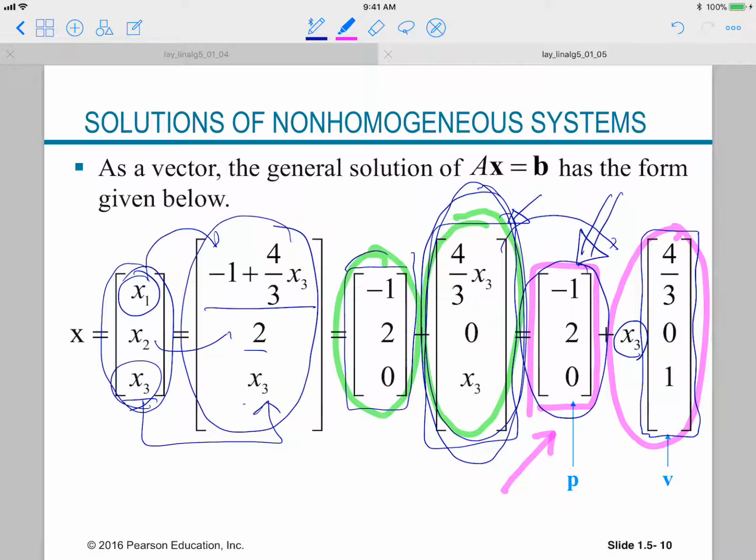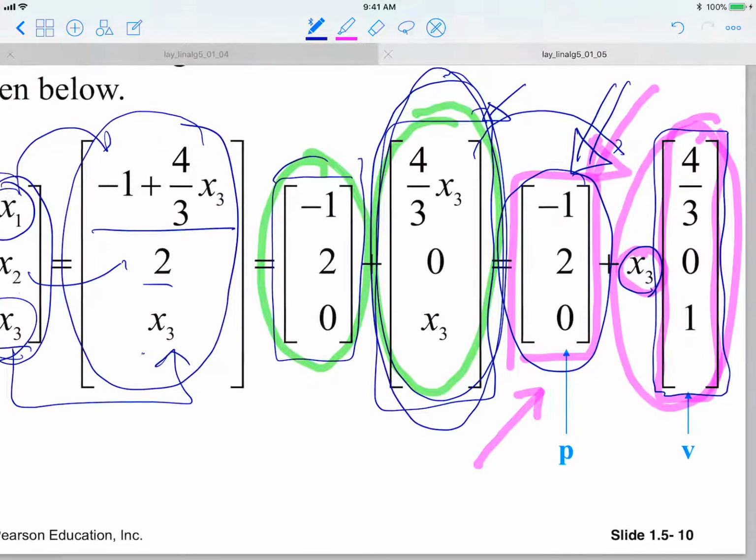And so, how can we interpret this representation? Here again, x3 is our free variable that we can freely change, and this has the specific direction of the vector 4/3, 0, and 1. But it is added to this constant vector.